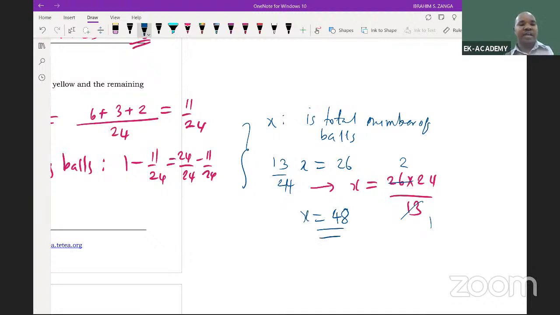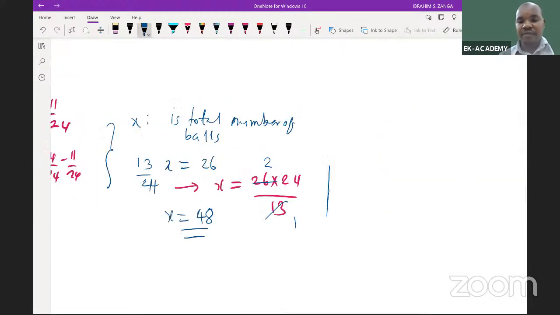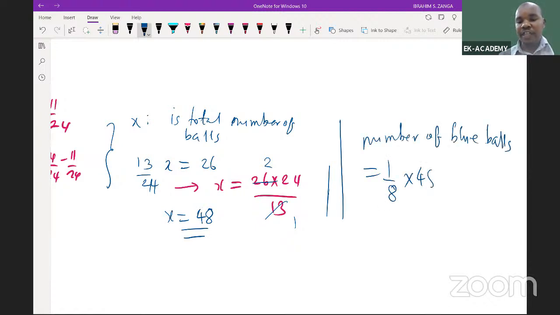And we know the fraction. We were told that the fraction corresponding to blue balls is 1/8. So we're going to say that number of blue balls equals 1/8. You multiply by 48, and you're going to simplify by 8. It is 1 by 8, it is 6. So you get 6 balls. So number of blue balls is 6, dear students.